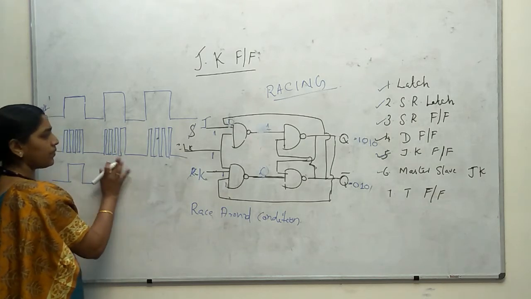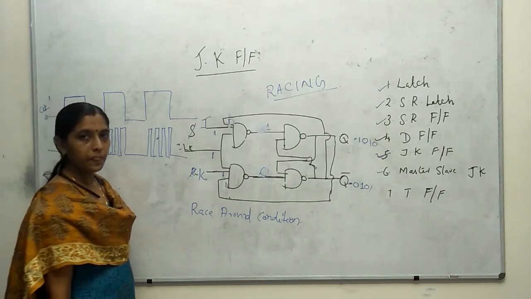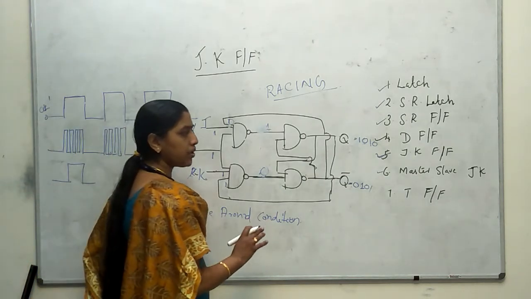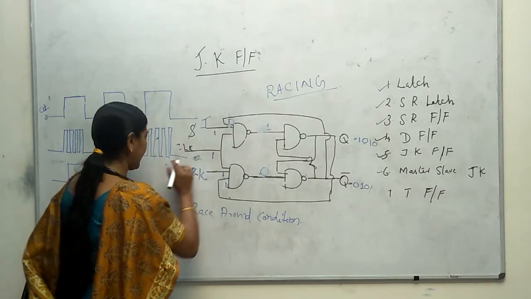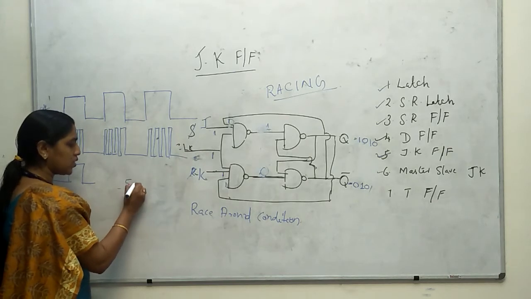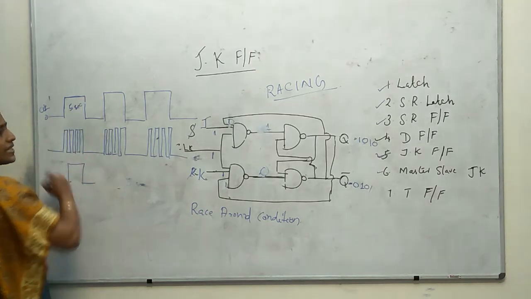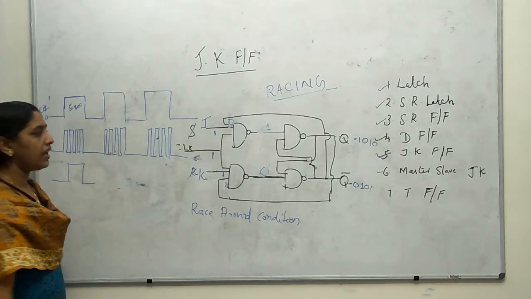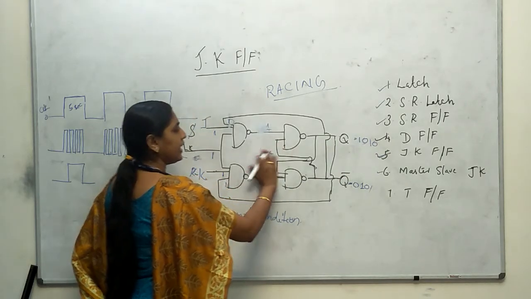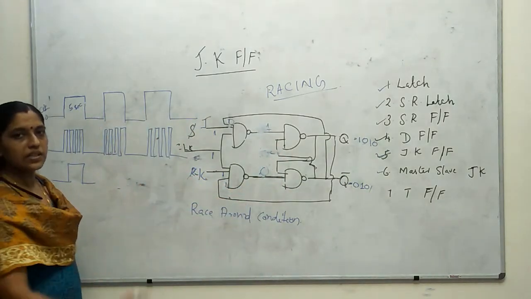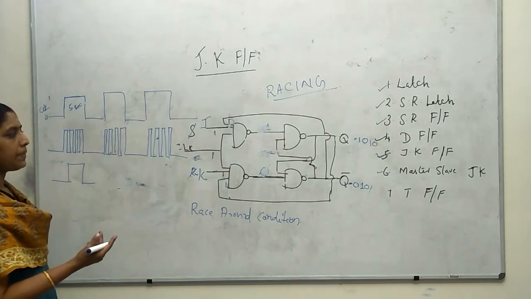So what is the main problem with this? Why does it happen so? That depends upon the delay in this particular network. So assume that the clock duration is 5 seconds. For better understanding, I tell you with an example. 5 seconds is the clock duration, and assume that the delay in this particular circuitry is 1 second. So what happens?